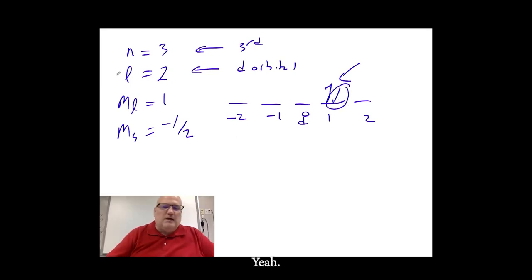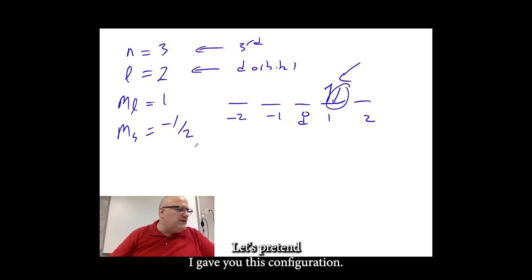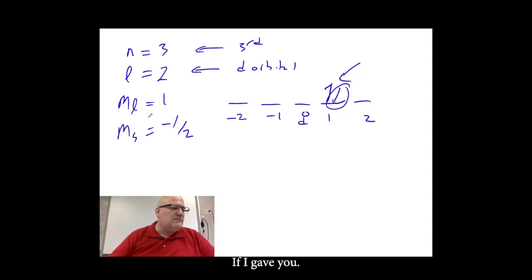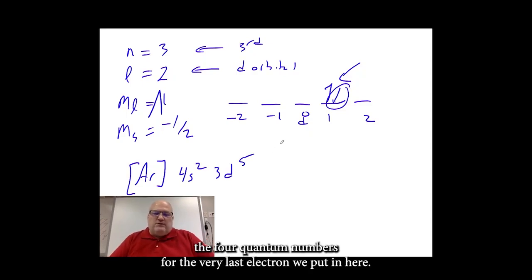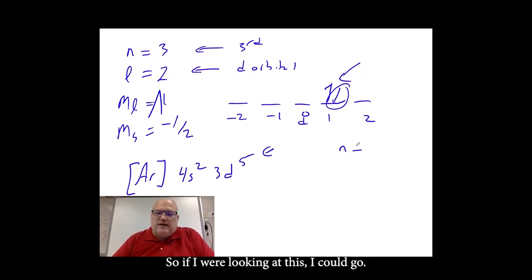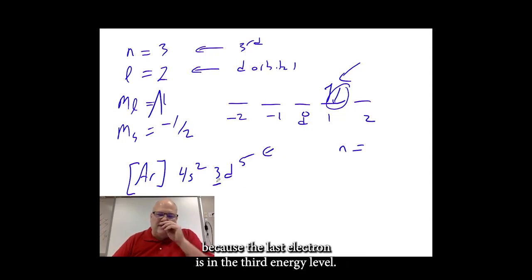Yeah? Let's pretend I gave you this configuration, and I asked you to give me the 4 quantum numbers for the very last electron we put in here. So, if I were looking at this, I could go, all right, well, n is going to be 3 because the last electron is in the 3rd energy level. So n is equal to 3.